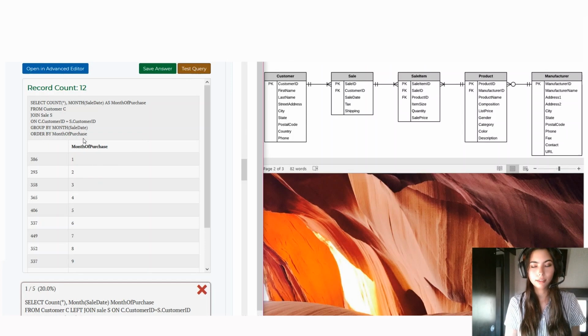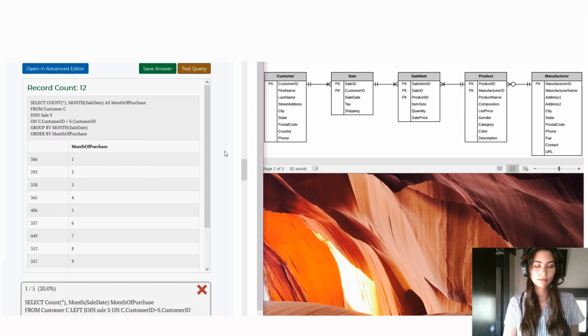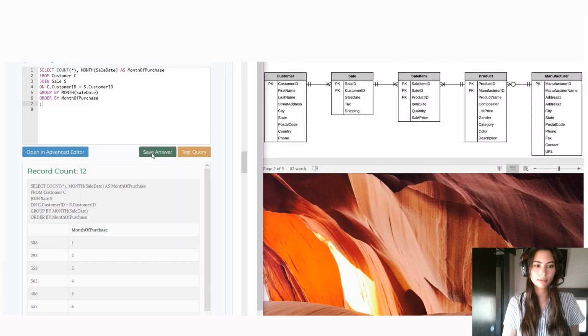Order by is ascending. If we wanted to put it in descending, we would put order by month of purchase DESC. This is counting how many purchases were made in that month. So it's saying in January we had 386 purchases. In December we had 567 purchases. Let's see if this is right.